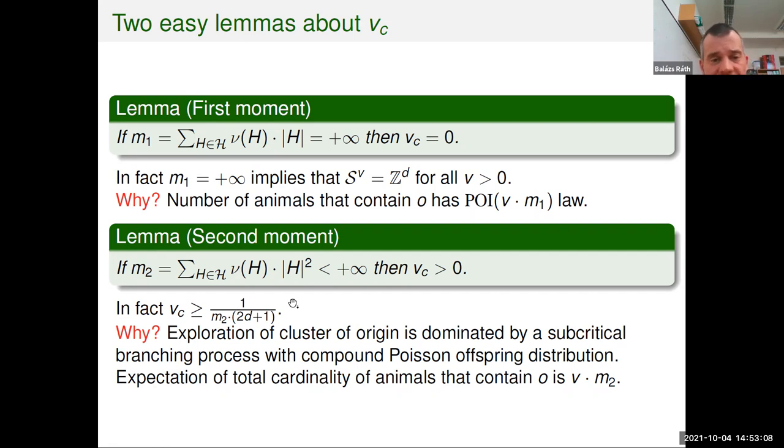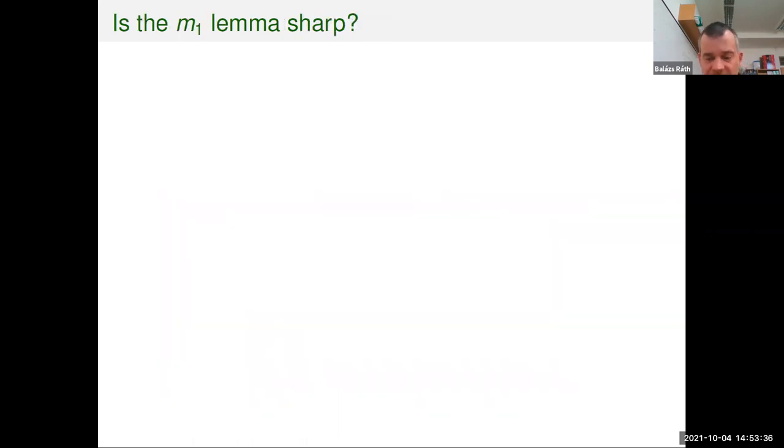But there are these two trivial lemmas. One is a trivial bound which gives no percolation if the first moment is infinite. The second lemma, the second moment lemma, gives a sufficient condition for positivity of the critical threshold, so for non-triviality of phase transition, if the second moment is finite. But you can see this is not a very exhaustive characterization. The question is, are these lemmas sharp? Are any of these lemmas sharp?